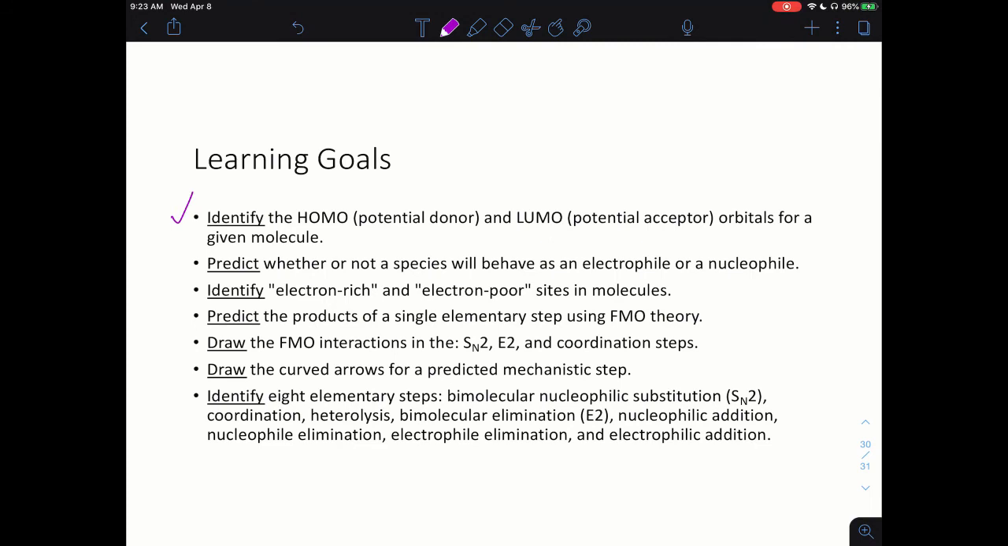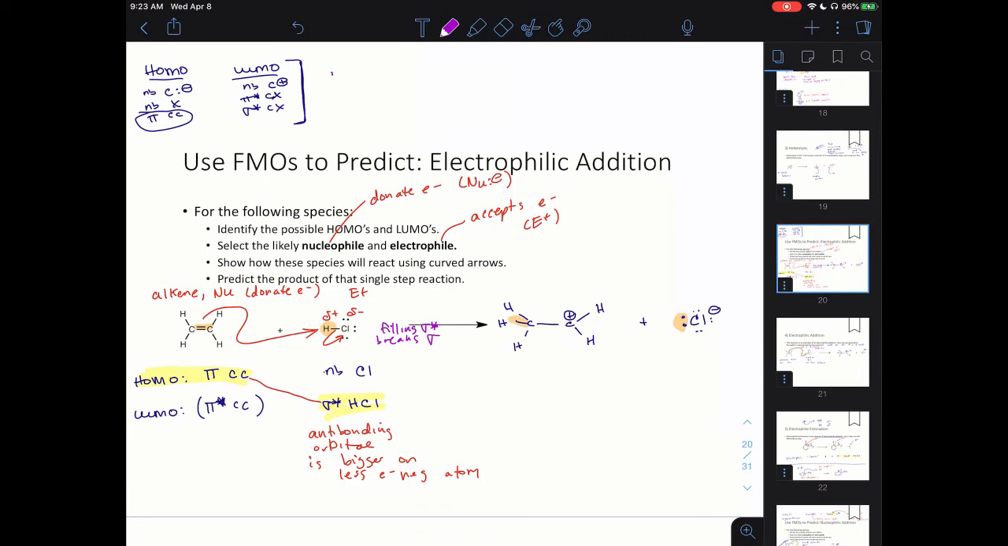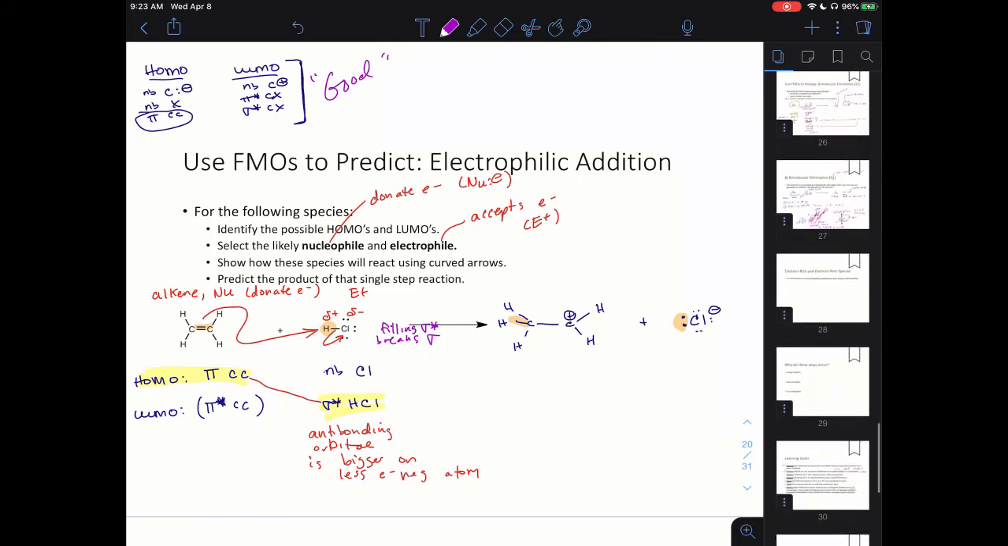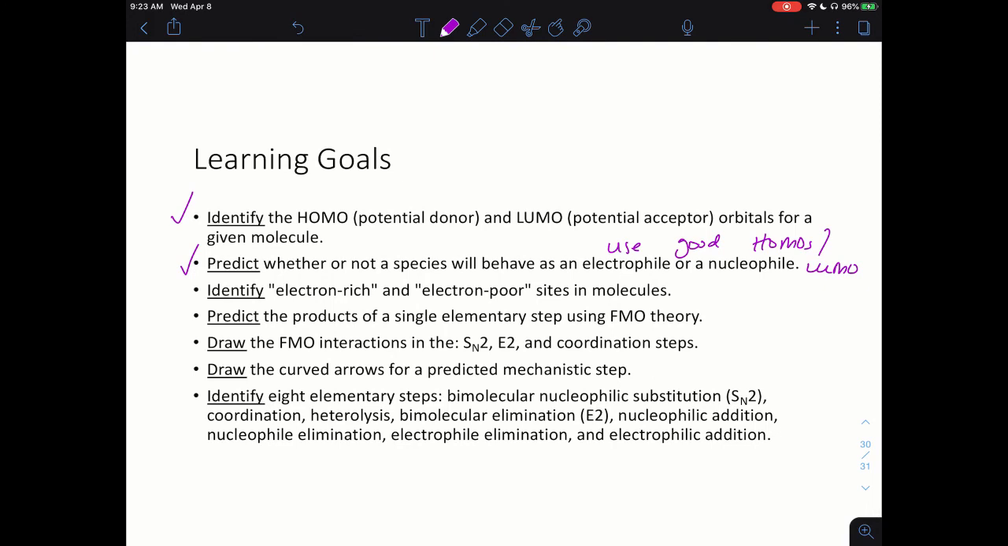Predict whether or not a species will behave as an electrophile or a nucleophile. You're going to use your good HOMOs and LUMOs chart. I'm going to look for that for you. So we have our list of good HOMOs and LUMOs. Okay, so we can do that too. And if we have a hard time with that, just think about electron-rich and electron-poor. Electron-rich is where you have lone pairs or negative charges, and electron-poor, you might have polar bonds. So think about electron-rich and electron-poor sites in molecules.